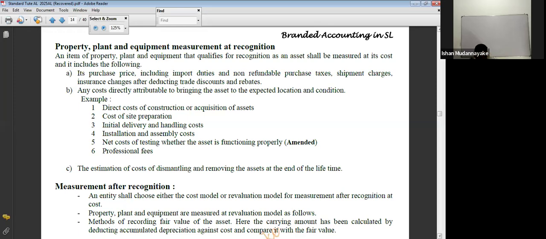net cost of testing whether the asset is functioning properly, amended. Professional fees. And then the estimation of the cost of dismantling and removing the asset at the end of its lifetime. Now, the testing costs, no need to add. Sales income of testing, no need to adjust. Deducting trade discounts and rebates.